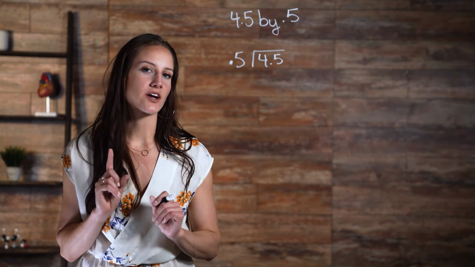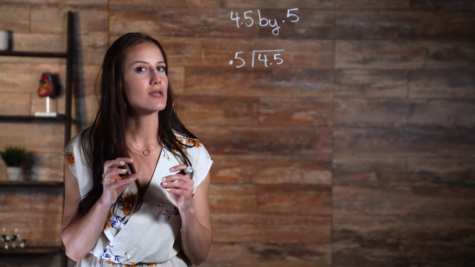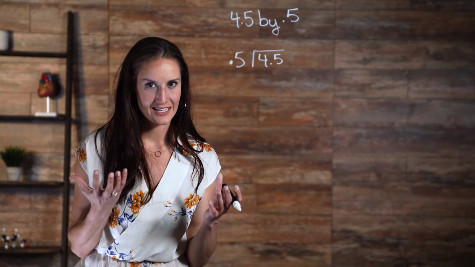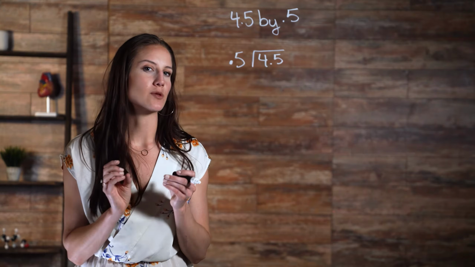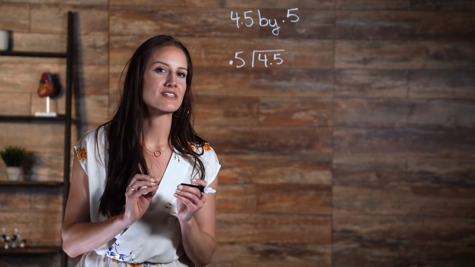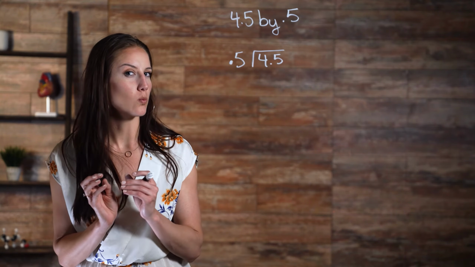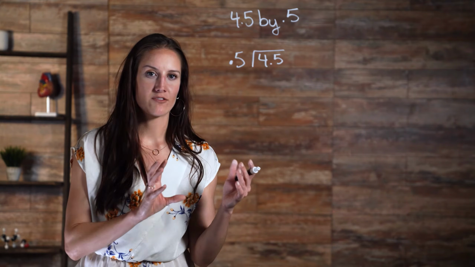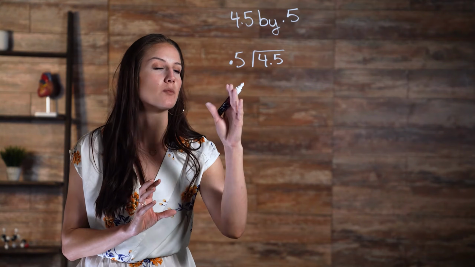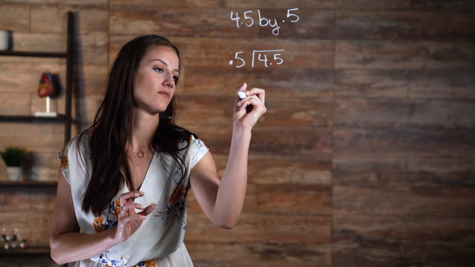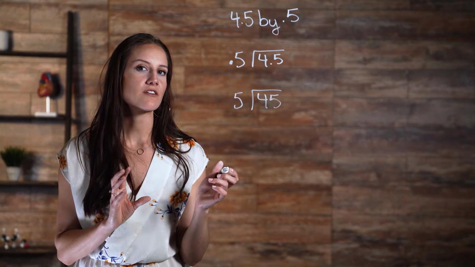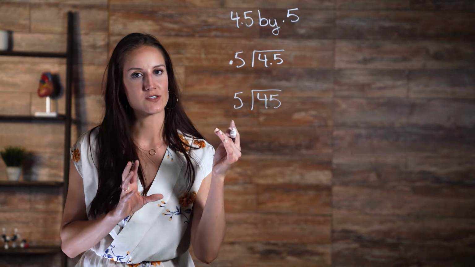The simplest way to accomplish this is by multiplying each number in the expression by 10. As a general rule, every time you multiply a number by 10, you are essentially moving the decimal point over one place to the right. If we multiply 0.5 and 4.5 by 10, we get 5 and 45. Now you would solve 45 divided by 5, as you normally would.